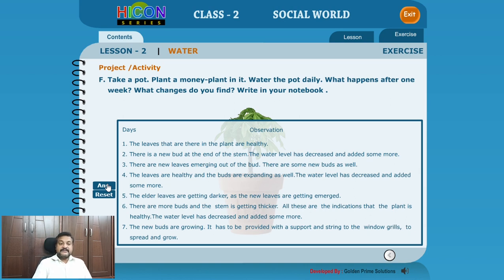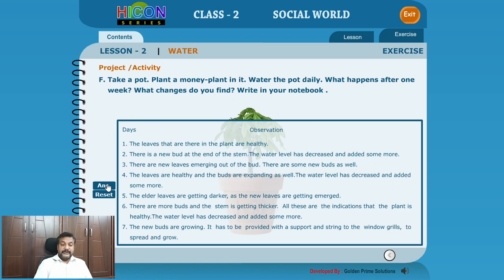See, on day 1, the leaves in the plant are healthy. When you planted the plant in the pot, it had healthy leaves. There is a new bud at the end of the stem. Bud means a branch kind of a thing, it's about to start. The water level in the pot decreased, so added some more water.